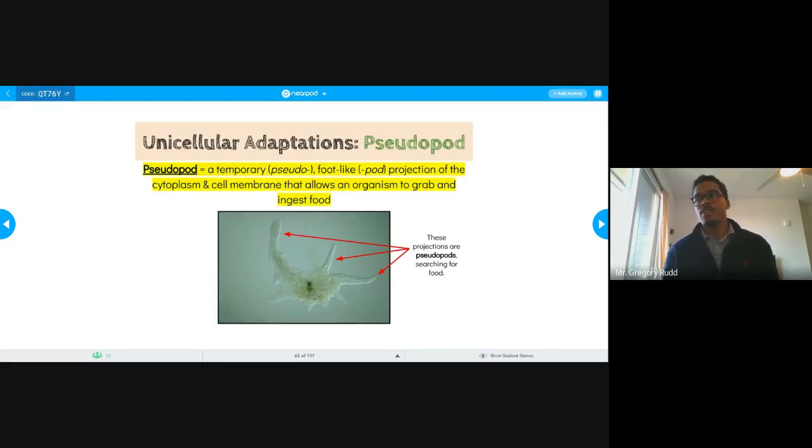I like fake. Pseudopod, P-O-D, is a suffix meaning foot. So a pseudopod is a fake foot or a temporary foot. A pseudopod is a temporary foot-like projection of the cytoplasm and cell membrane that allows an organism to grab and ingest food.